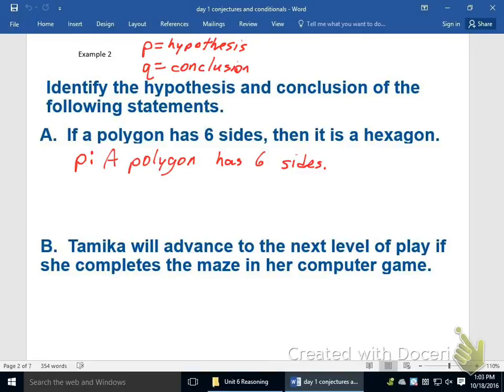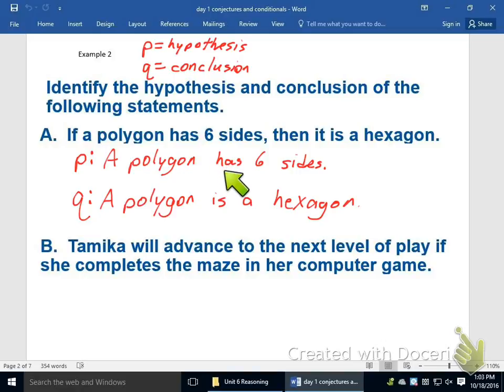There's a noun, verb, direct object. All right, now going into my conclusion, it is a hexagon. Now, I can't use the word it because that would be using a pronoun before you've described it, so let's make a complete sentence. A polygon is a hexagon. That way we actually have 2 statements that really stand on their own, 2 complete sentences here. One is the hypothesis, one is the conclusion.